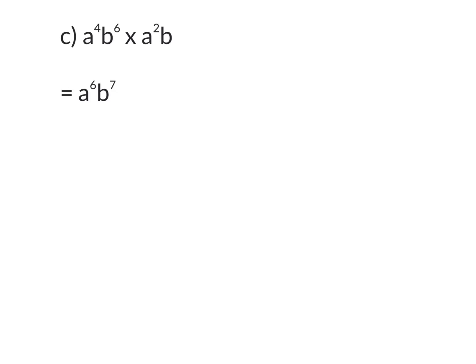And finally, when we multiply and we've got a combination of letters, we do the bases that are the same. We add their indices. So the a's, we're going to add their indices, and the b's, we're going to add their indices. So the a is 4 and 2, 4 plus 2 is 6, and the b is 6 and 1. Remember that second b has an imaginary 1, so 6 plus 1 is 7.